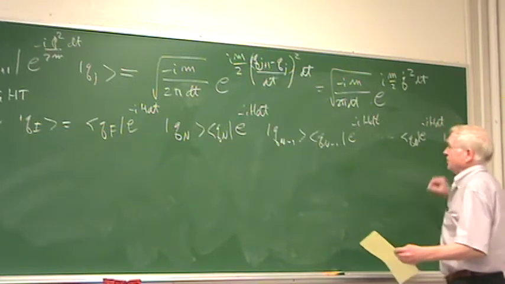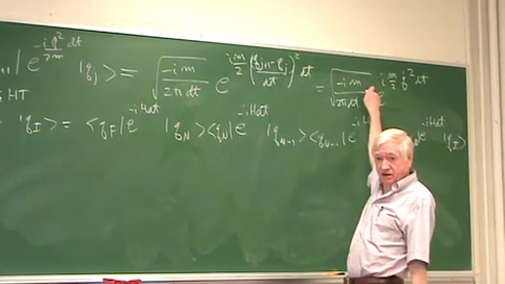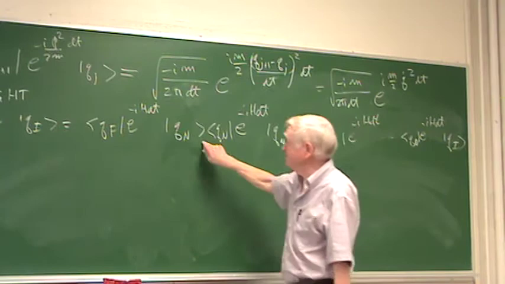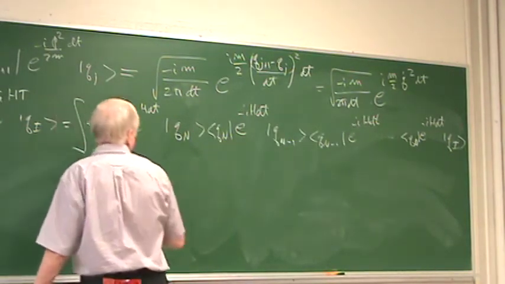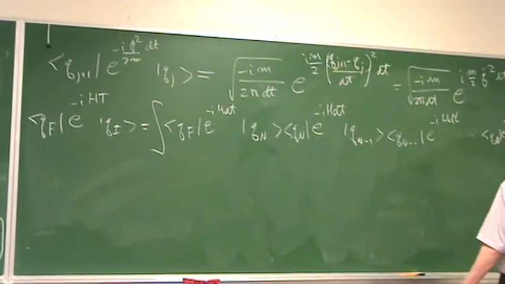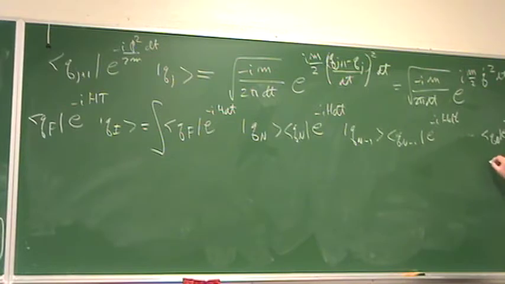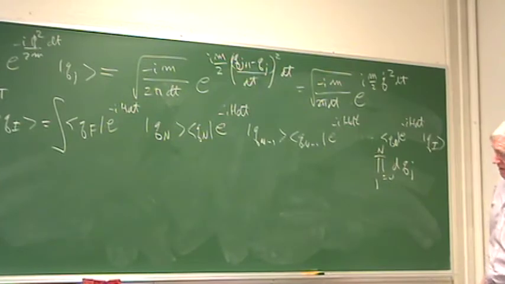So it looks like this, all right? And then each of these is that. But when we insert these complete sets of states, we have to integrate over all of them. So we have to integrate over all of these, product dq j, say, j equals 0 to n, the way I've written it, but I think the notes have n minus 1, actually.